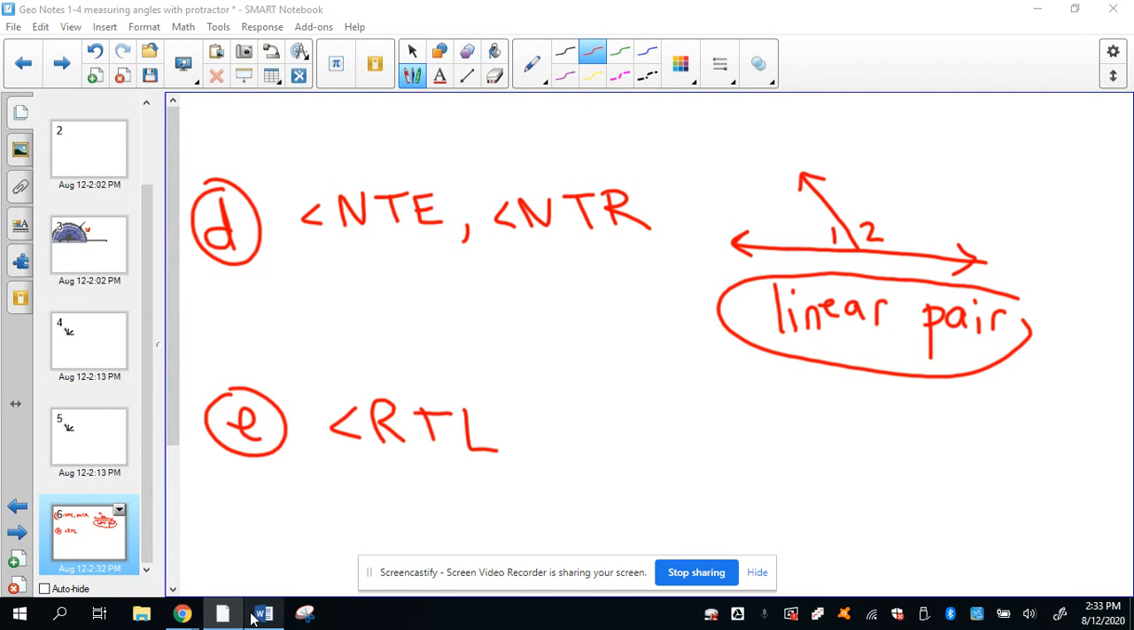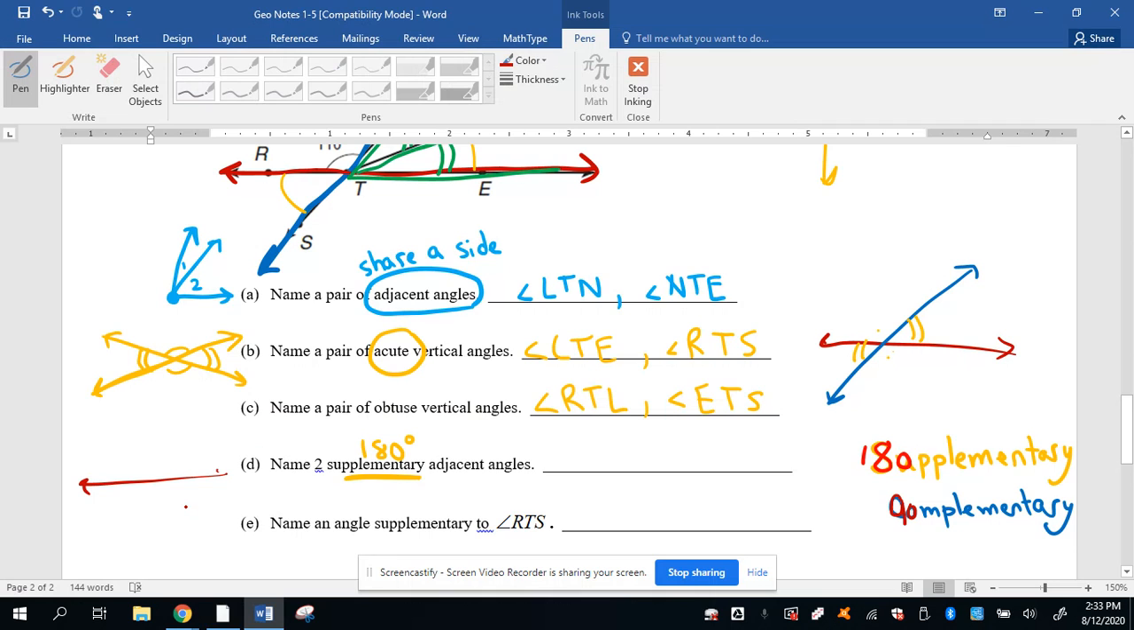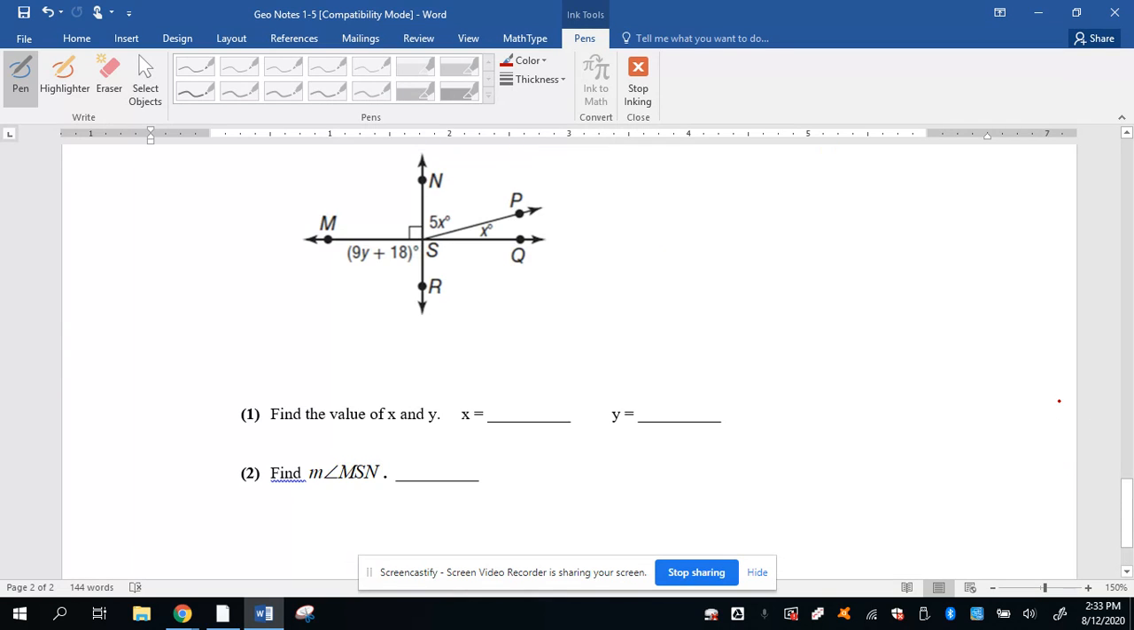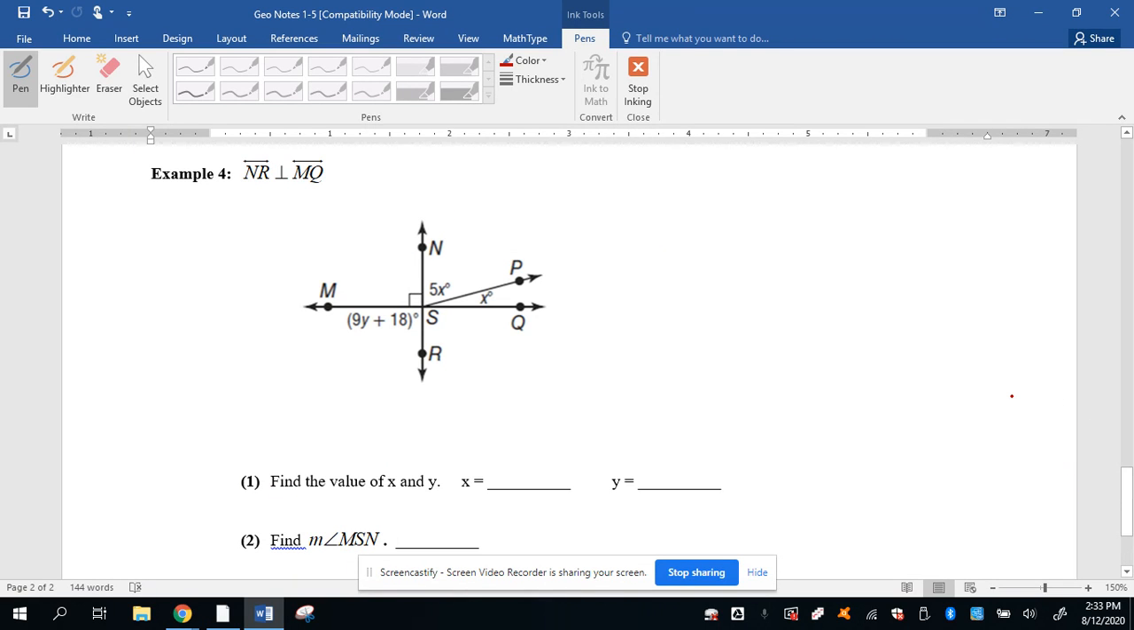Okay, so back to our Word document, I can now access it. So let's go ahead and do number 4. So mark up your picture. They tell us that NR is perpendicular to line MQ, and we want to find X, Y, and angle MSN. So one of the first things we can do is we know that if this is a right angle, all of these are right angles. So just finding Y, we know that 9Y plus 18 equals 90.